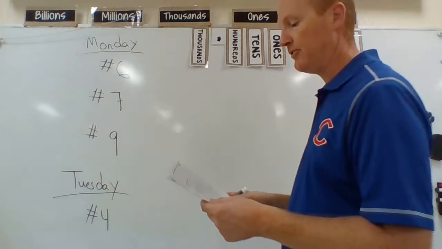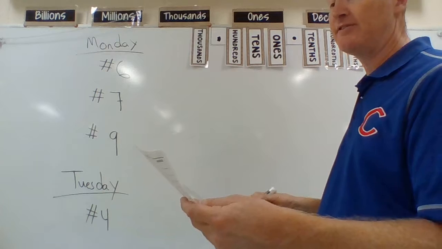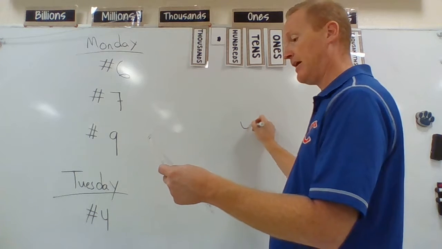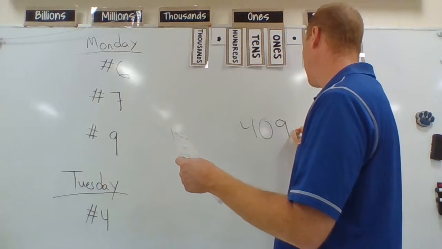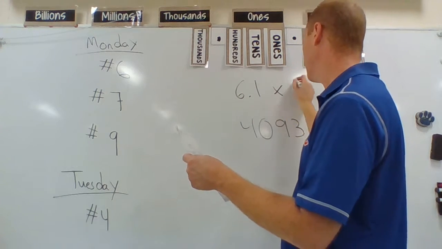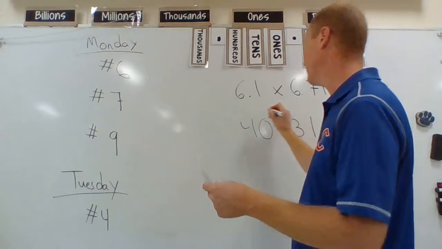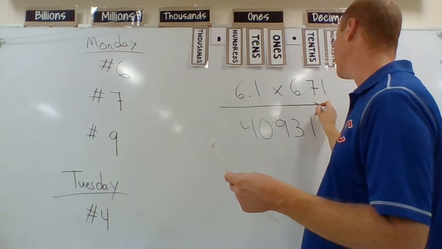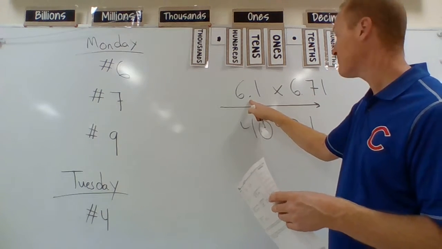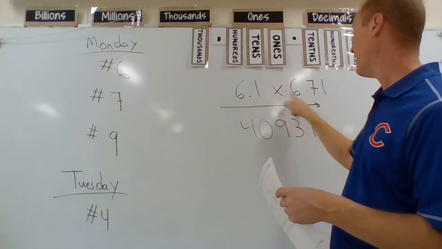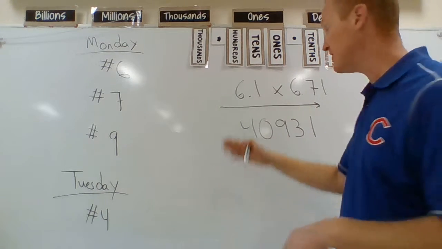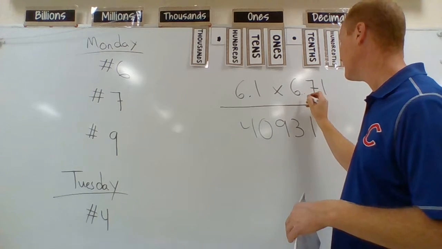So starting right off with number 6, it says insert the decimal into the answer to the problem. They give you the answer to the problem as 40931, and they give you the equation as 6 1/10 times 6 71/100. So what we're looking for is how many digits are there to the right of the decimal point. I have 1 here, and then I have 1, 2 here, for a total of 3 digits to the right of the decimal point in the problem.